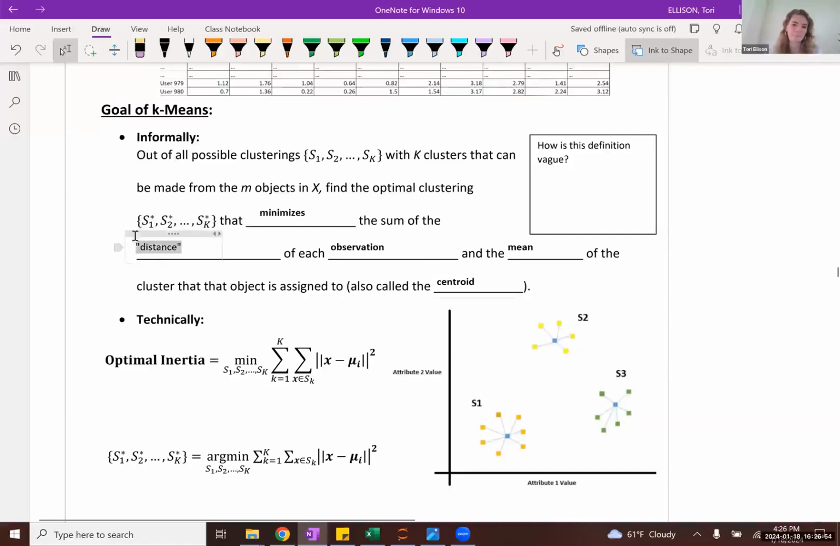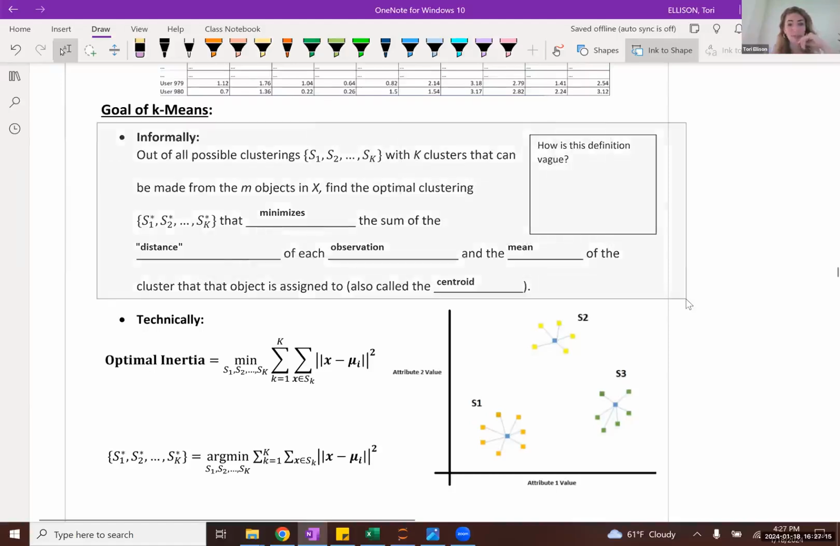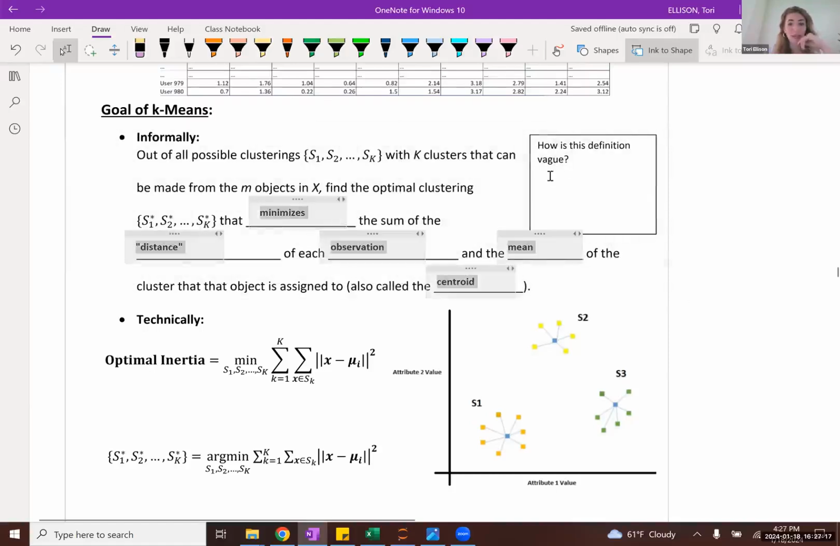Basically, here we have all of our observations, and this is the mean or the centroid of the cluster that they were assigned to. We simply take each of these distances, add them up, and that is what we are trying to minimize. Now, simply in this statement that I've stipulated, how is this definition vague?